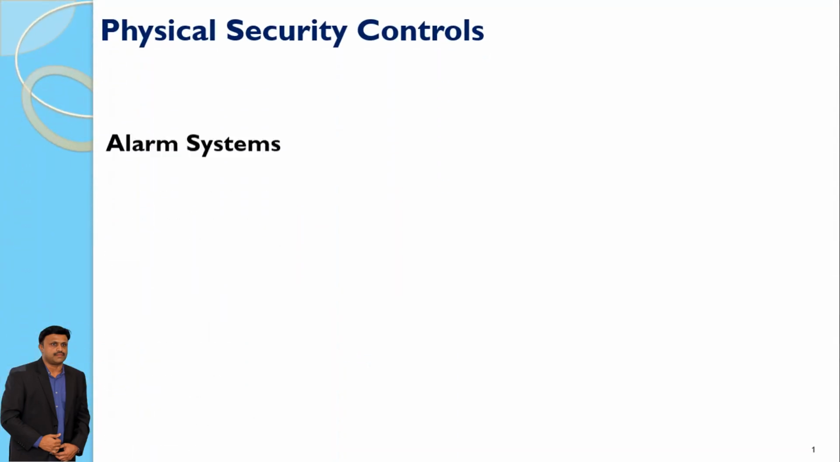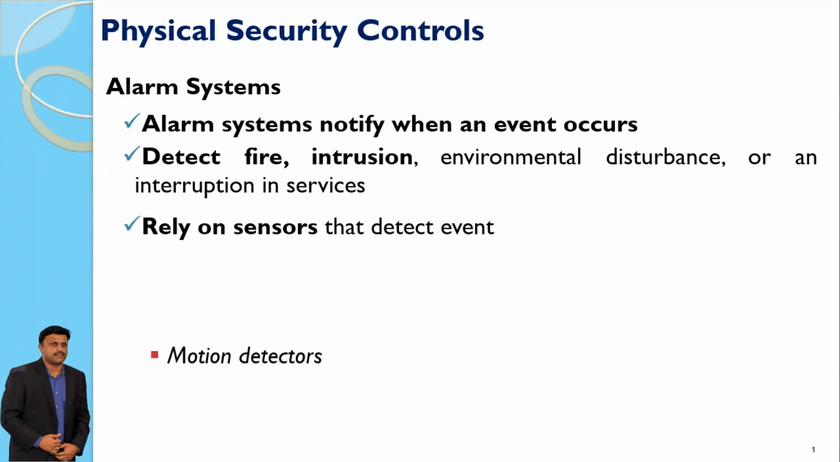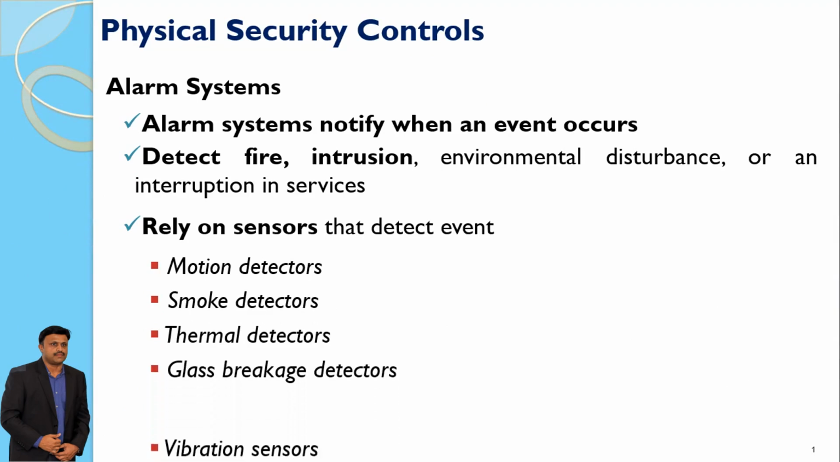Alarm systems notify when an event occurs, detecting fire, intrusion, environmental disturbances, or service interruptions. They rely on various sensors, including motion, smoke, thermal, glass breakage, and vibration detectors.